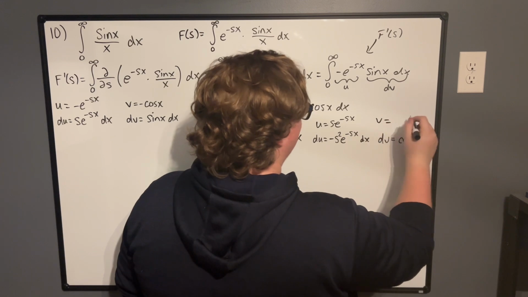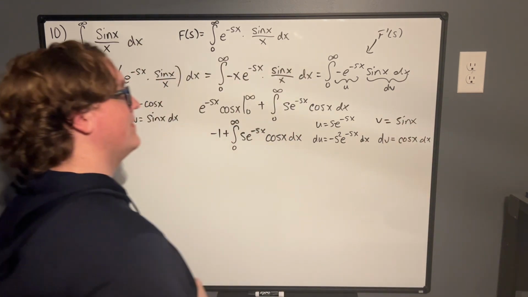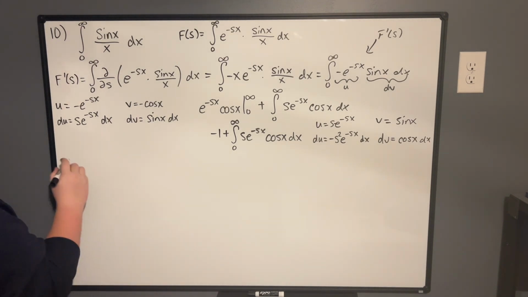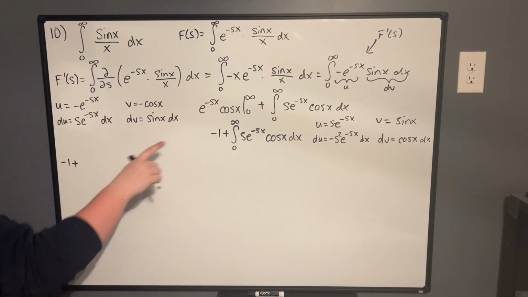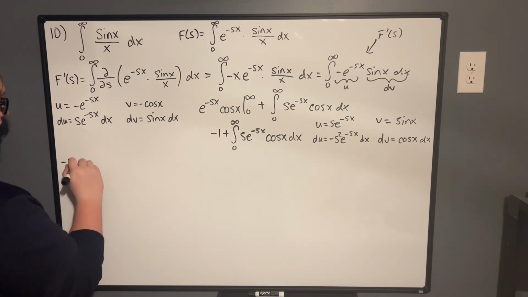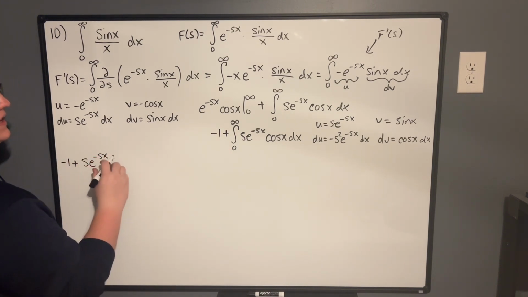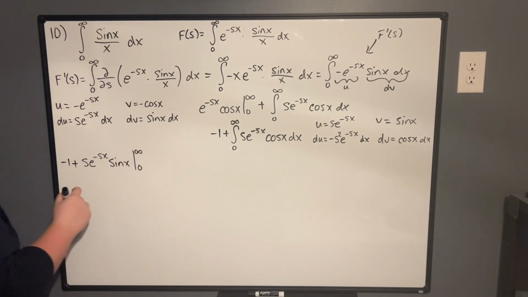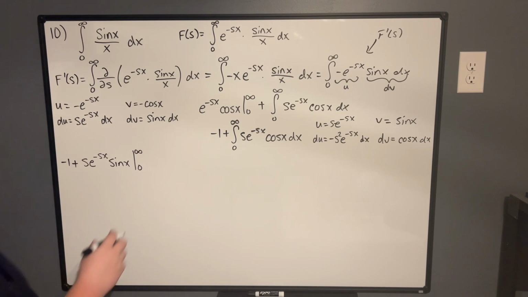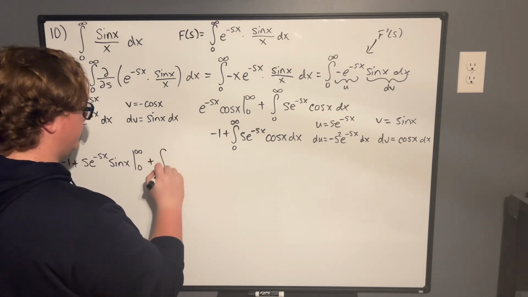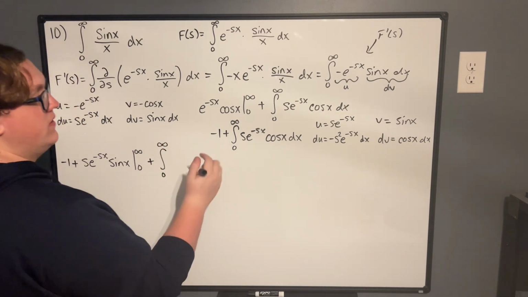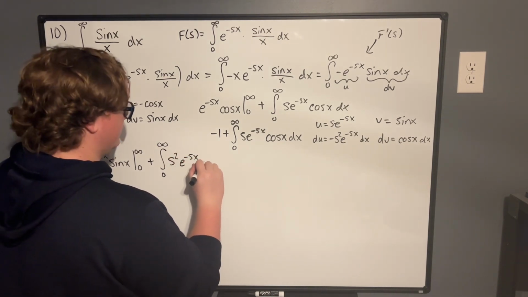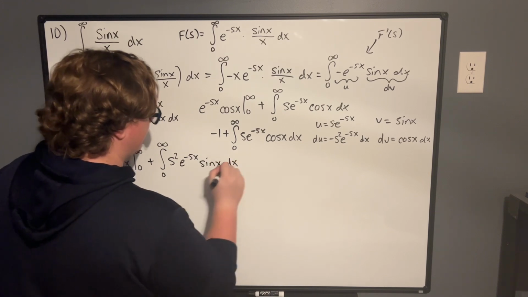So this is nice and refreshing. This is just going to be sine x. So then we need to set up our integration by parts again. So we still have the negative 1 that's out here. So we have negative 1 plus. Now we have a new uv. So this one is going to be se to the minus sx times sine x, again evaluated from 0 to infinity. And then since v du is negative, we can make it a plus. The integral from 0 to infinity of, we'll have s squared e to the minus sx times sine x dx.